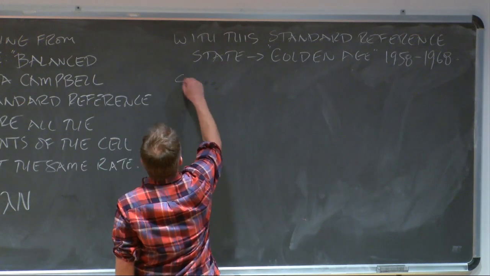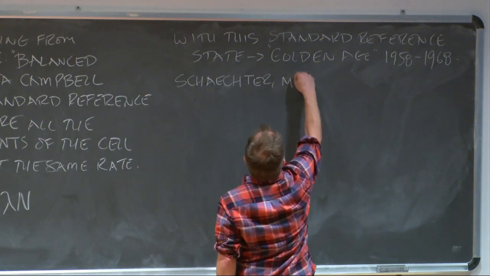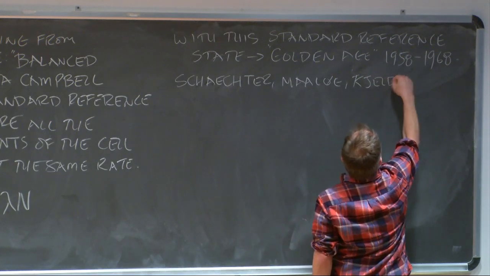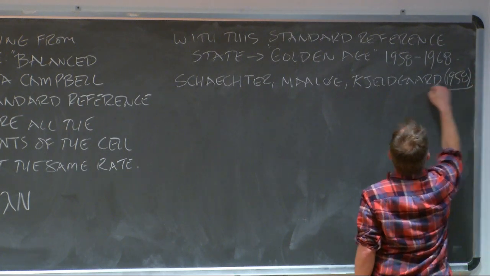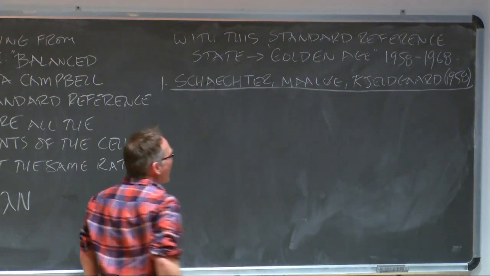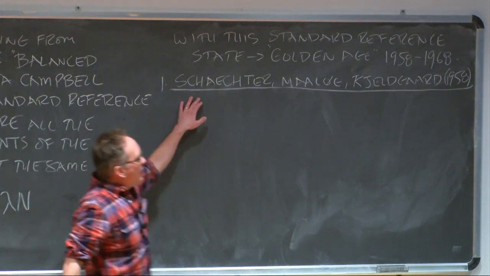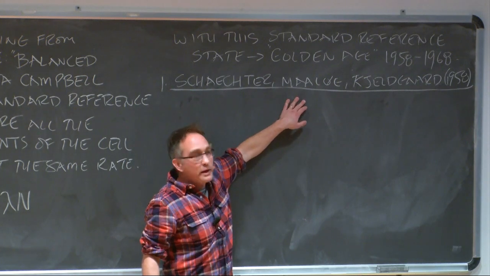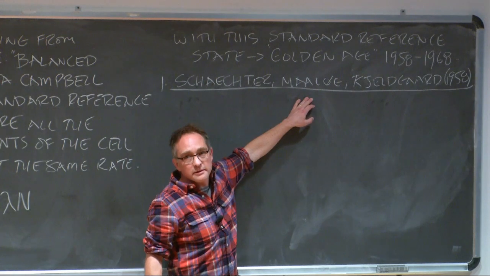1958. Okay, so this is Schachter, Maaløe, and Kjeldgaard, 1958. And you can see that it didn't take long for people to exploit this idea. So the main guy here, Schachter and Kjeldgaard are postdocs in Maaløe's lab in Copenhagen. And Maaløe is one of the great scientists, definitely one of the great bacterial physiologists.